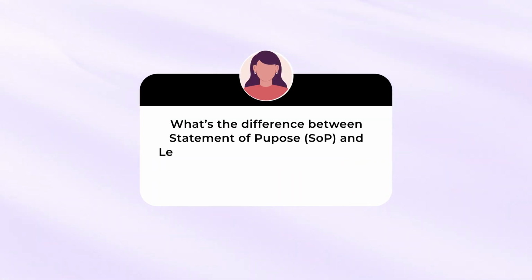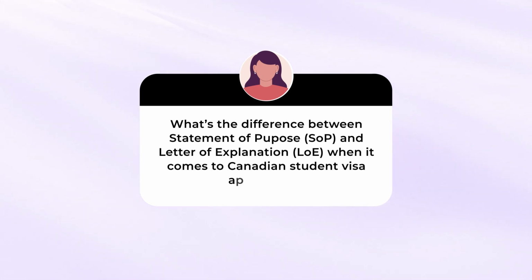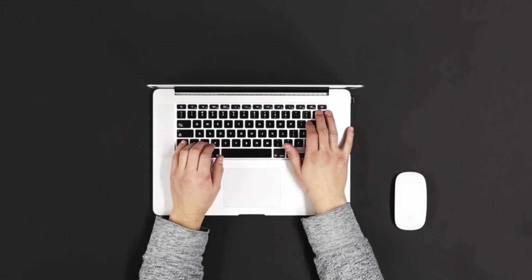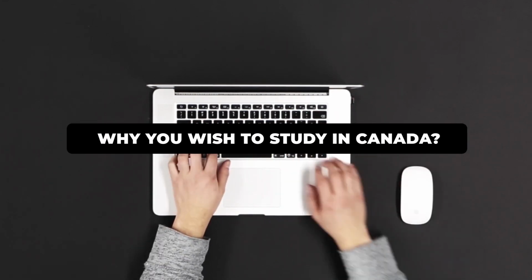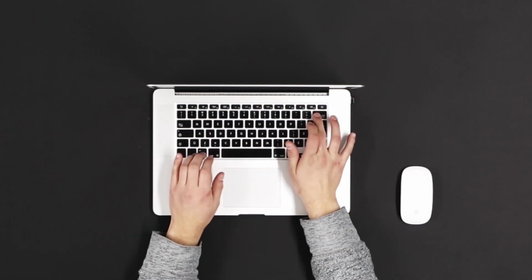The first question is, what's the difference between statement of purpose or SOP and the letter of explanation or LOE when it comes to Canadian student visa application? Practically, there is no difference. They just mean the same thing. You write a single letter explaining your situation and why you wish to study in Canada, and you can call it either SOP or LOE.